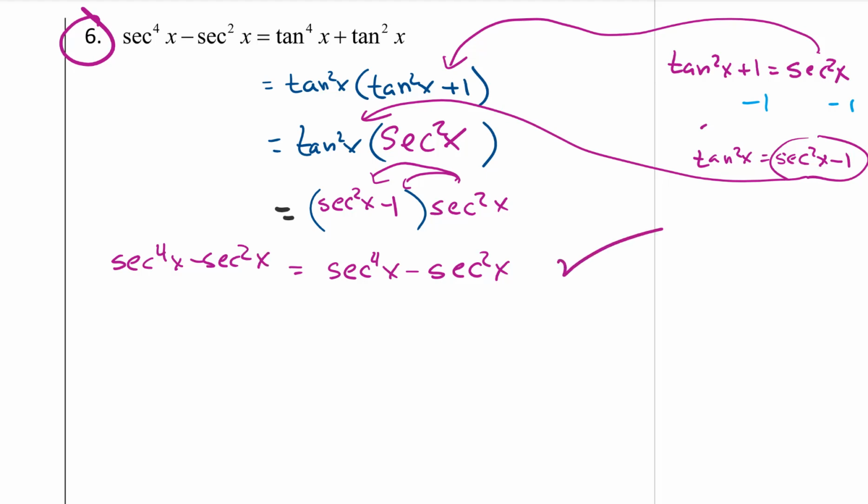Bang! We did it. Now you could perform the same trick on the left-hand side. It's all the same game, just manipulating that. Tangent squared of x plus 1 is equal to secant squared of x. Or secant squared of x minus 1 is equal to tangent squared of x. Or secant squared of x minus tangent squared of x is equal to 1. Know all the different patterns.